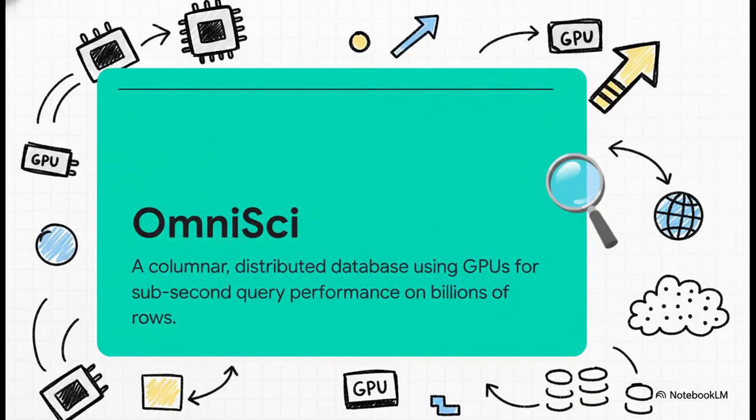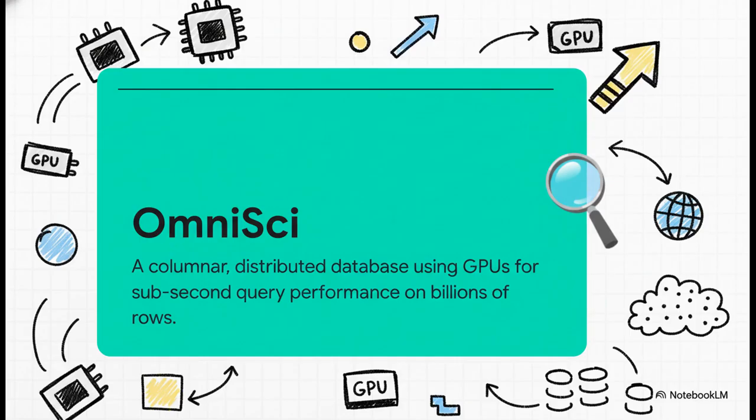Let's get into the guts of it for a sec. So first, it's a columnar database. All that really means is it's built for analytics. It reads data up and down, not side to side, which is way faster for things like averages and sums. Distributed just means it can spread the work across a bunch of machines so it can handle insane amounts of data.